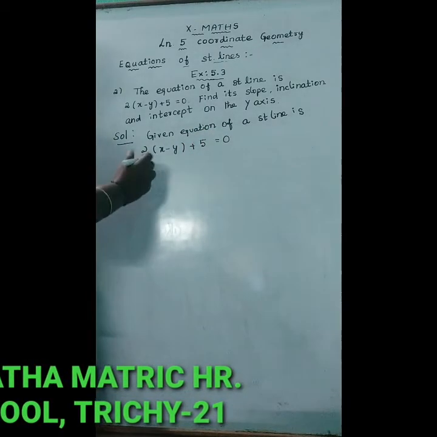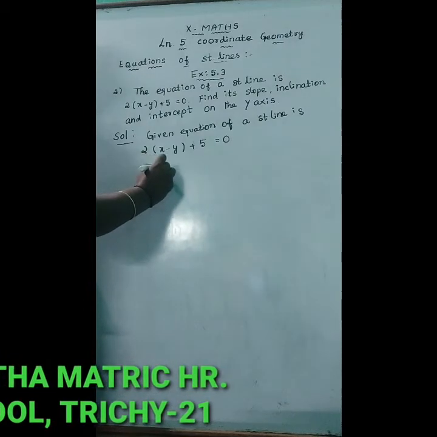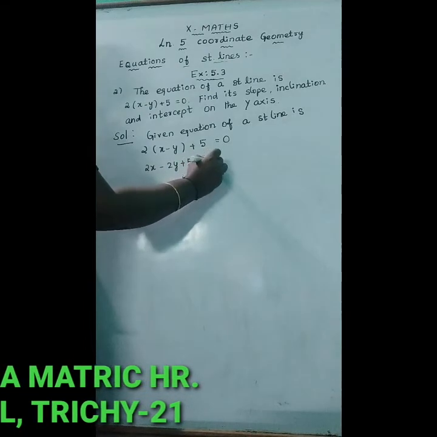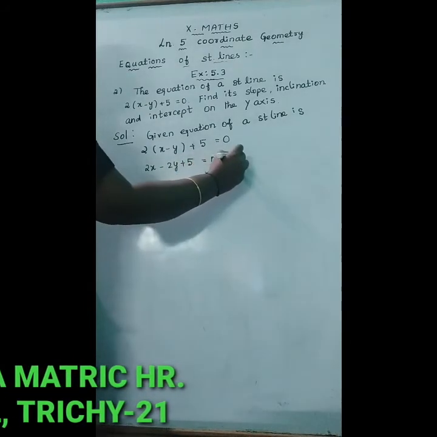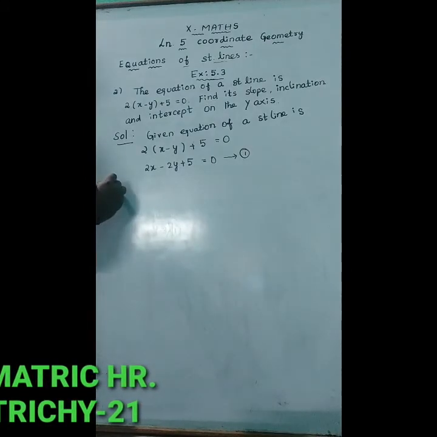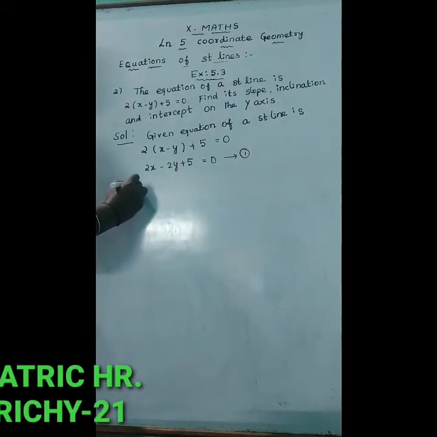So multiplying, 2x minus 2y plus 5 is equal to 0. This is equation number 1, the straight line equation. So first we find the slope of the line.